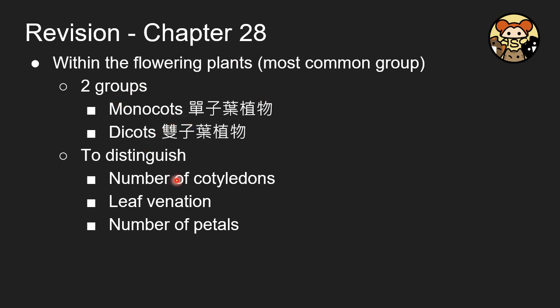How are they different? First, we have to talk about their number of cotyledons. The monocot only has 1 cotyledon, and the dicot has 2 cotyledons. And for leaf venation, the dicot has a network, while the monocot has parallel lines.